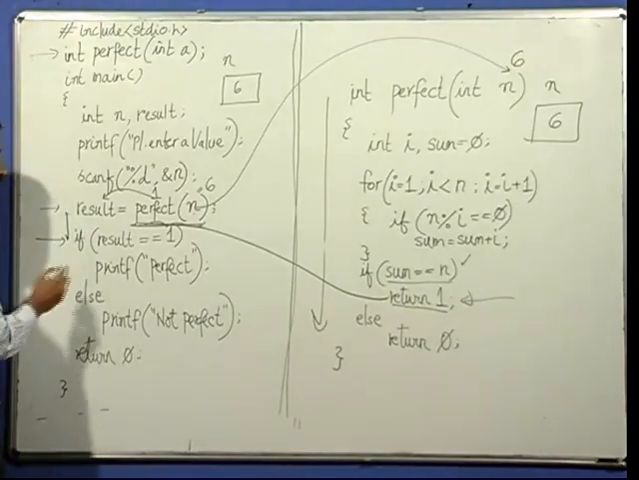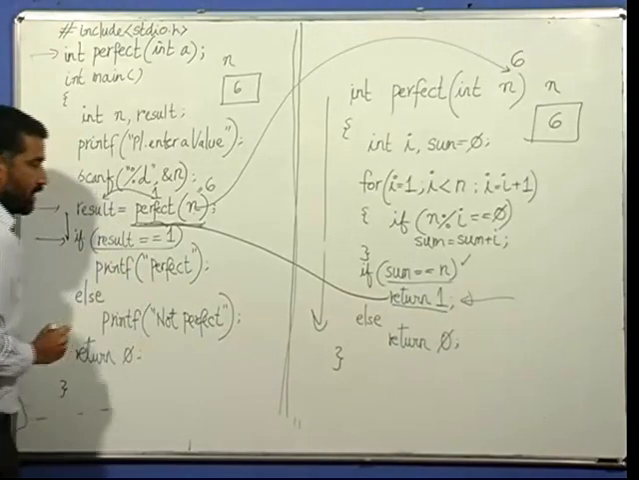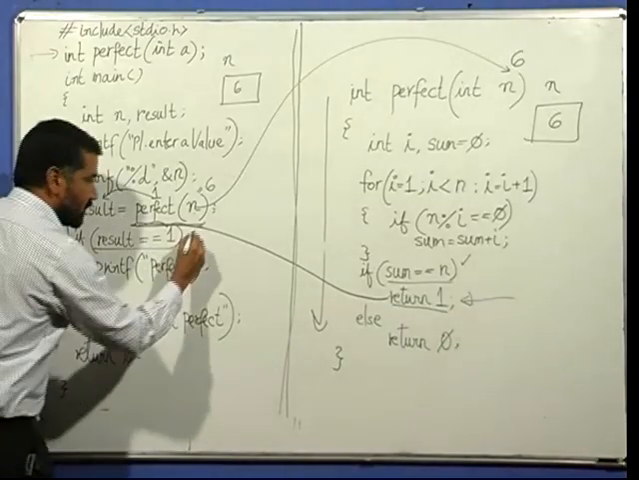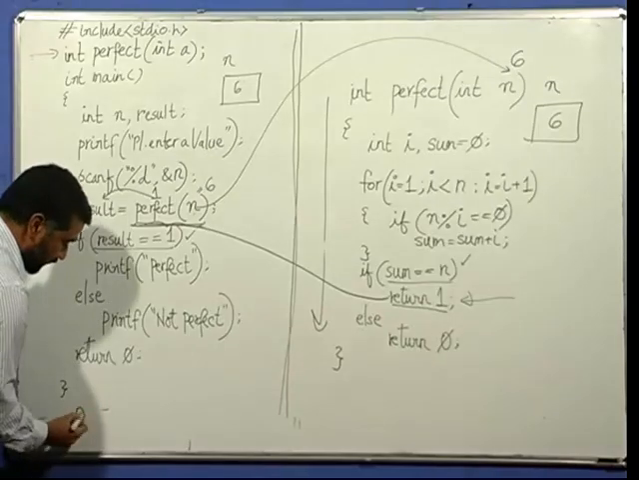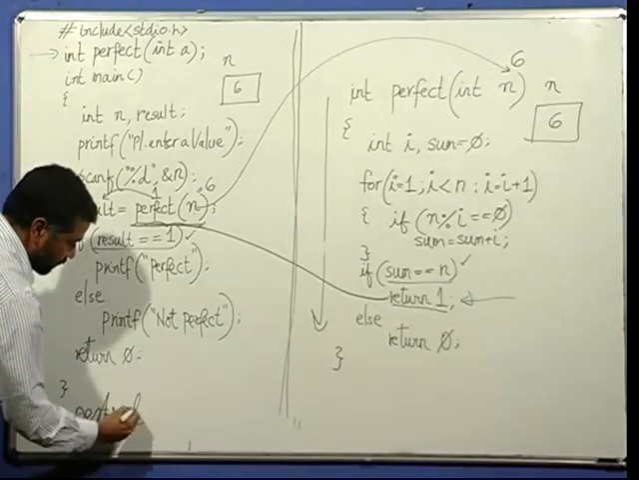So it comes here. In this particular case, this test is carried out. As we already know, this test is true. If that is so, the main function will now print perfect on the screen.